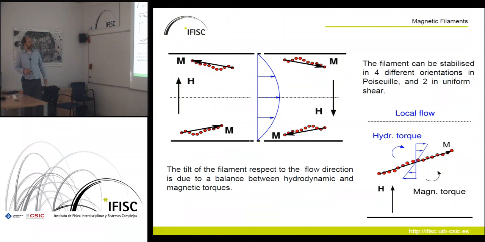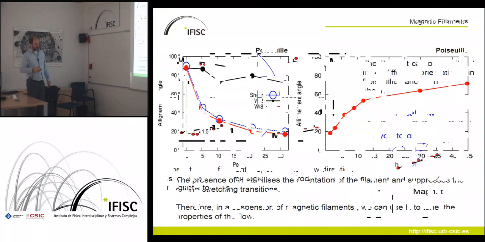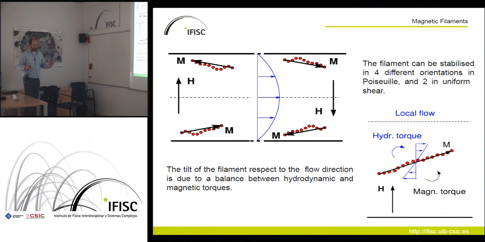So that means that the field somehow, and there is a point where both torques compensate, and you can have the chain in a blocked conformation. In the case of the Poisson flow, four different conformations are possible, while in the case of the uniform shear, there are just two of them.